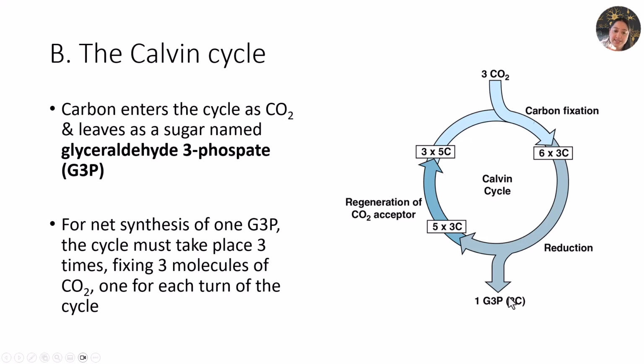So for the net synthesis of one molecule of G3P, this cycle has to take place 3 times. And each time it's adding on a carbon. So one carbon from one molecule of carbon dioxide gets put on, then another, and so G3P has 3 carbons, and they come from those molecules of carbon dioxide. And so there are 3 phases of the Calvin cycle: carbon fixation, reduction, and regeneration.